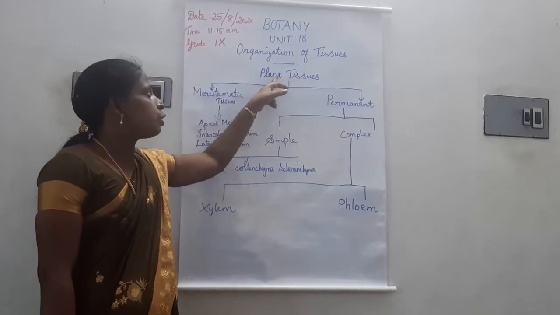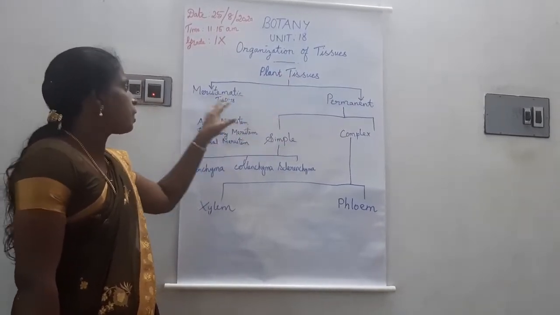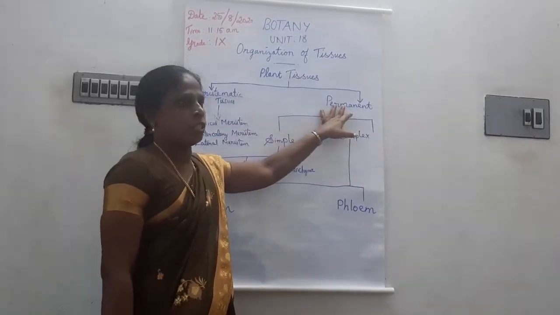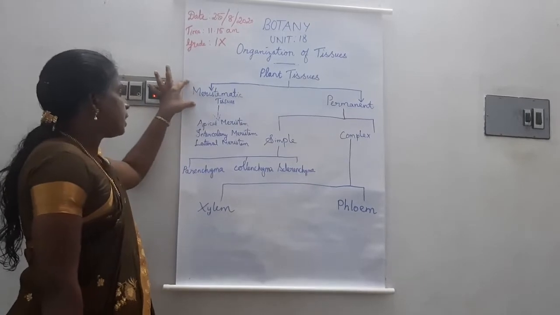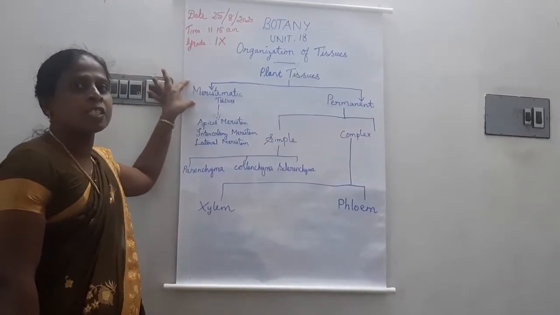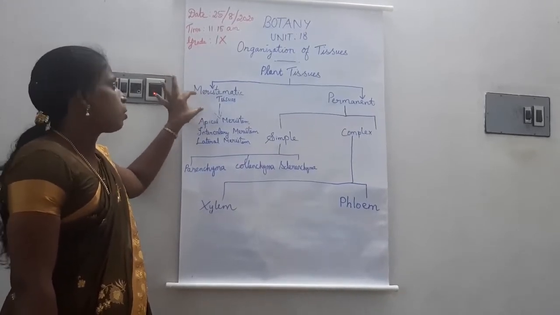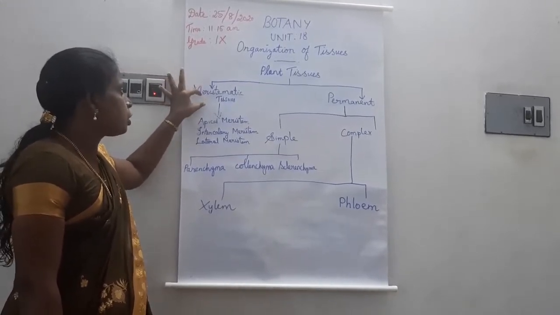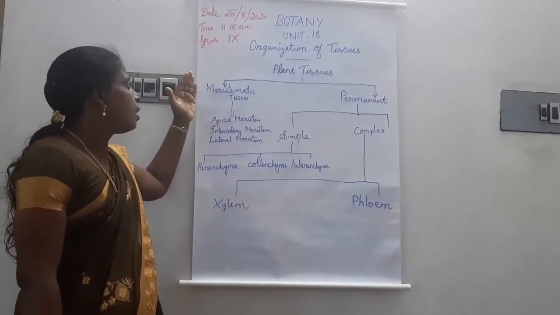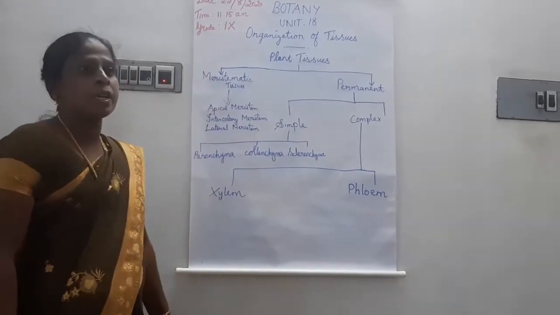So plant tissues are mainly classified into two types. They are meristematic tissues and permanent tissues. First, meristematic tissues. Meristematic tissues consist of immature cells and are capable of division. So these tissues consist of young cells and are capable of division. So what are the characteristic features of meristematic tissues?